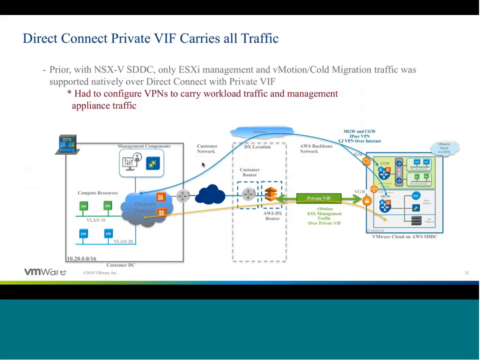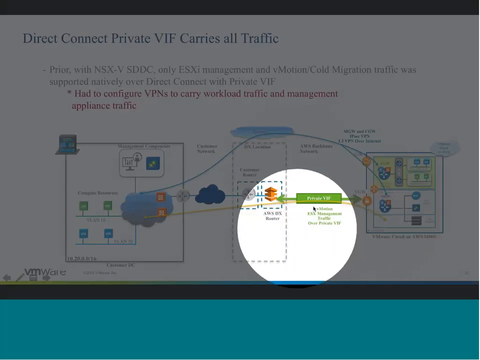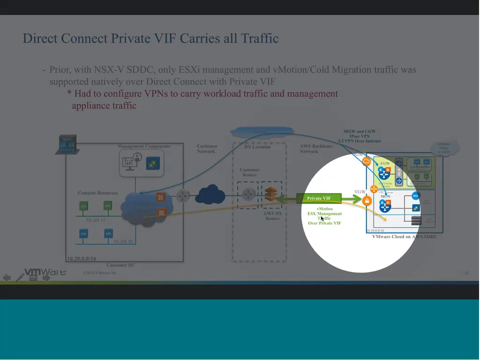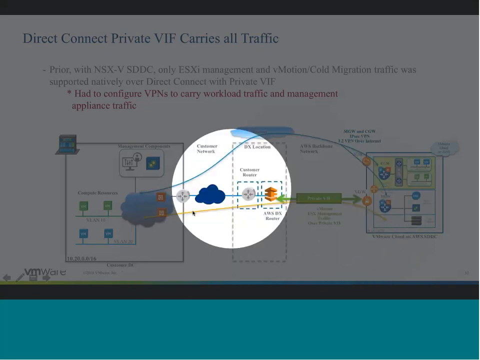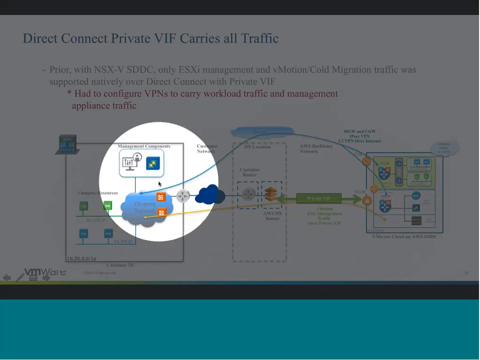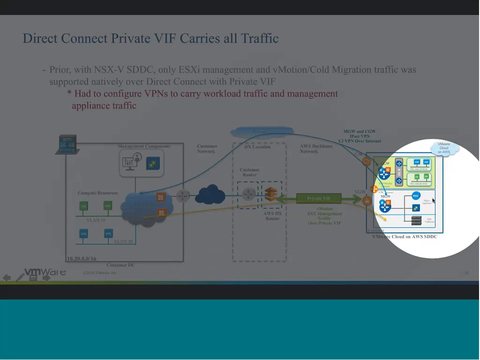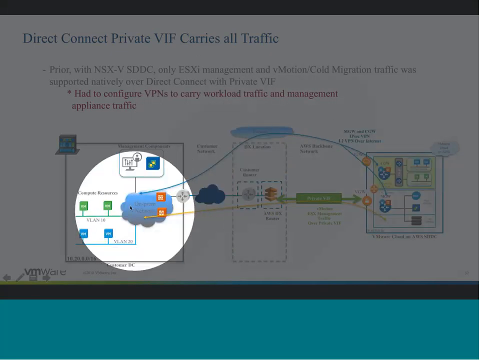Some additional enhancements we did with Direct Connect. So as I mentioned, NSX vSDDC, you could use Direct Connect private VIF, but only ESXi management, vMotion, cold migration traffic was supported over this, and then for all other traffic like compute and management appliance traffic, we had to set up VPN either over internet or Direct Connect public VIF, right?